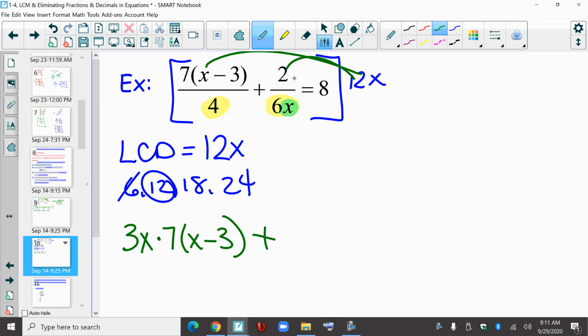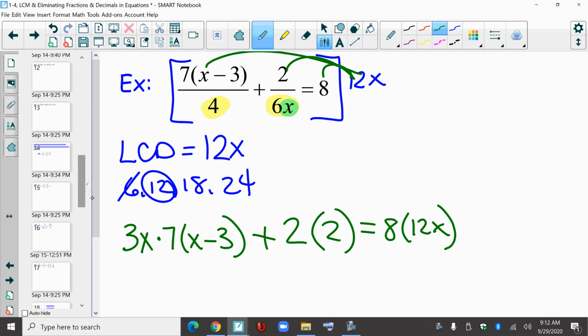Go to the second term. The second term, I'm going to take 12x and divide it by 6x. 12x divided by 6x is a 2. The x's cancel out, and I drop down the given numerator of a 2. Now I go to the last term, and that is not a fraction. It is a whole number, so I simply multiply those together.